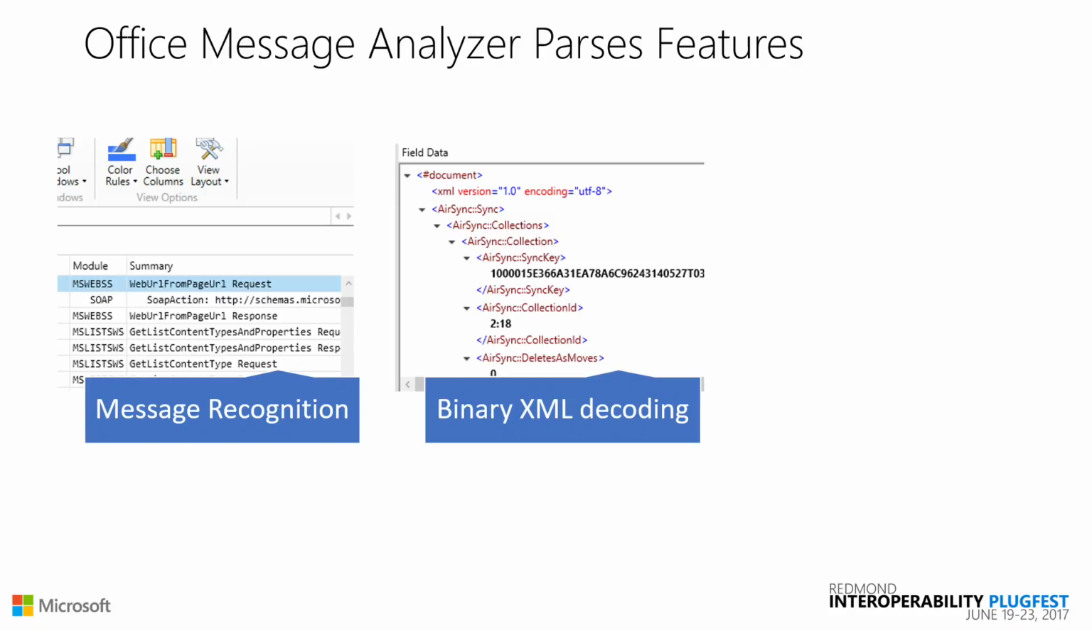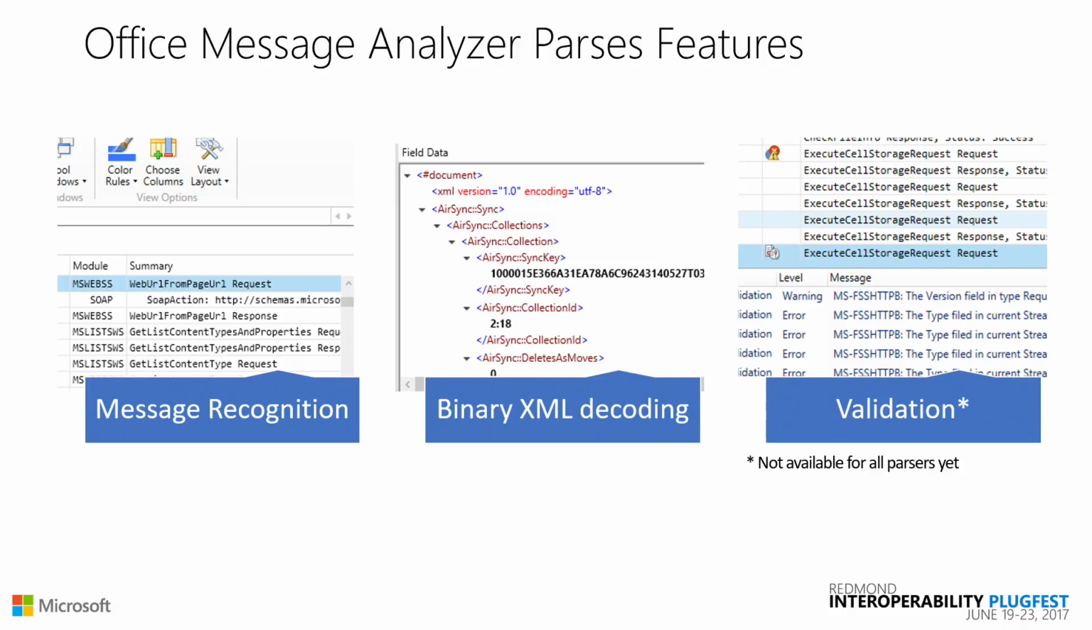So these are the major features for the parsers. How does a parser work, and how do you see parsers work? You can see the result by the parser can help you to understand the message recognition. You will see them from the module. These are the SharePoint protocol names. So from here, you can understand immediately what this message protocol is. And of course, for field data, you can see the XML decoding directly.